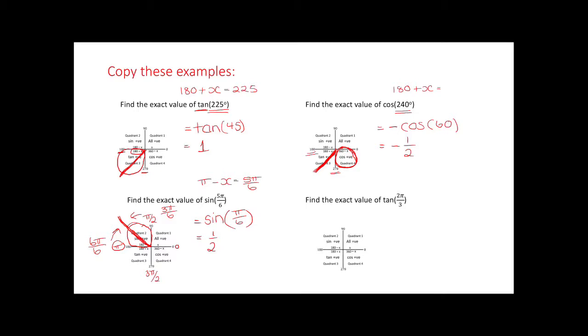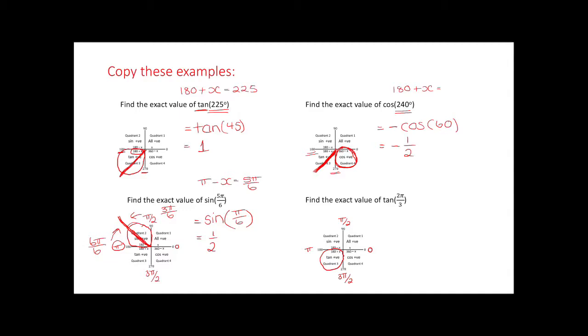For this final one, again, we're working in radians. So remember, you've got 0 over here, and pi is 180 degrees. 90 is half of that, so pi over 2. And then 270 is 3 pi over 2. So for this one, we're looking at tan. So tan is this quadrant down here. And we're now looking at 2 pi over 3.